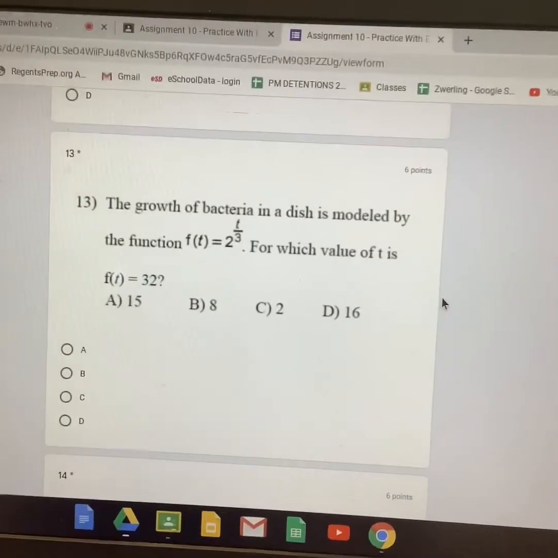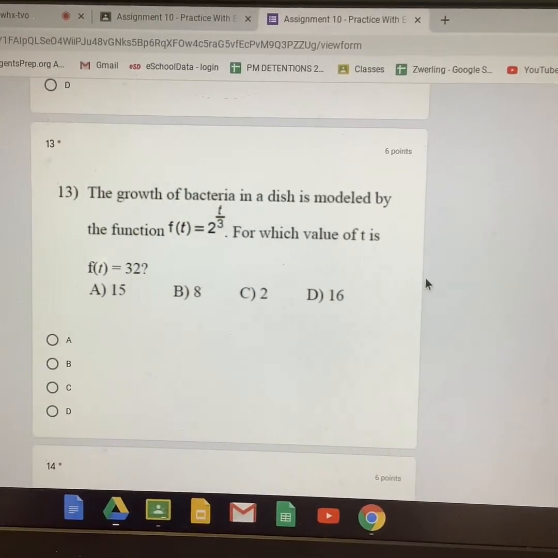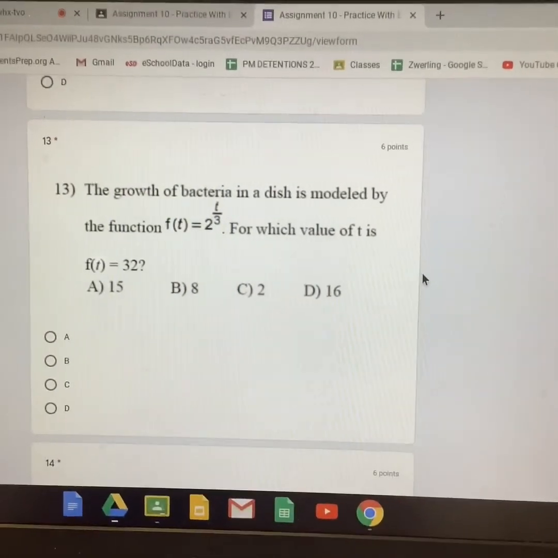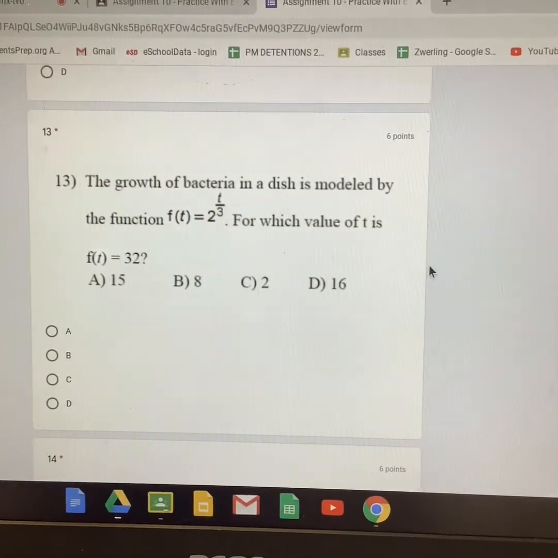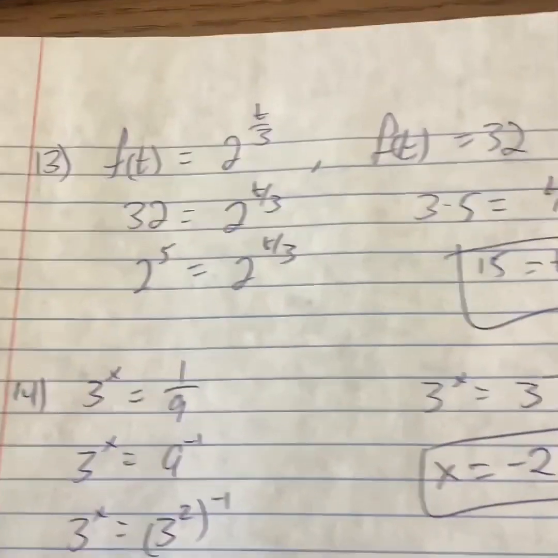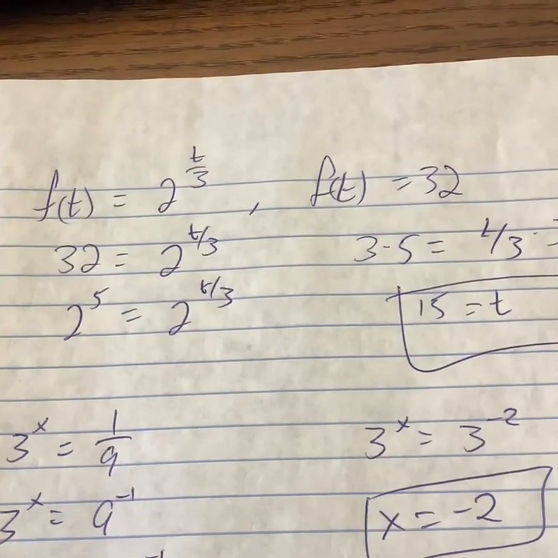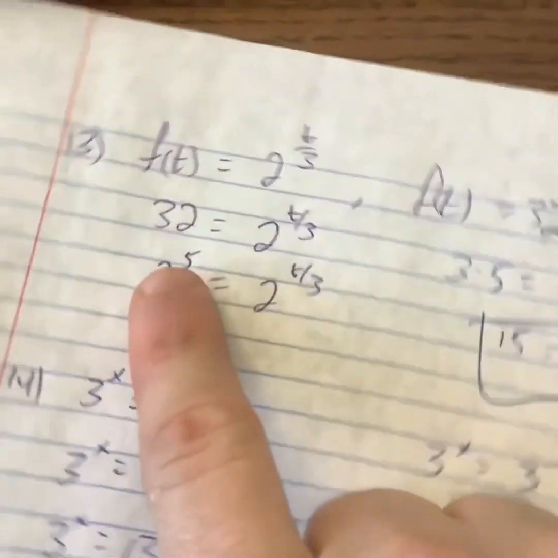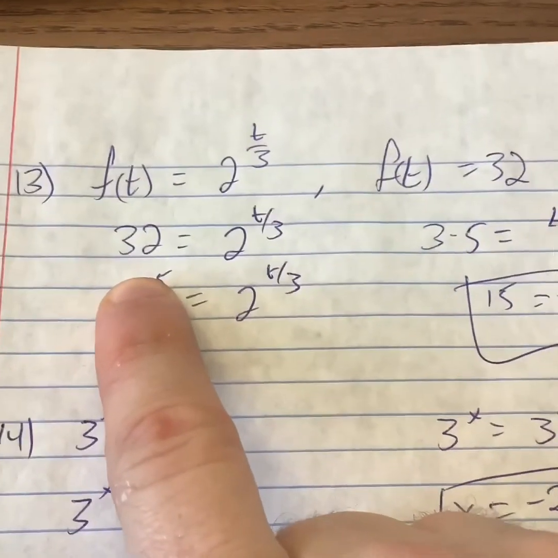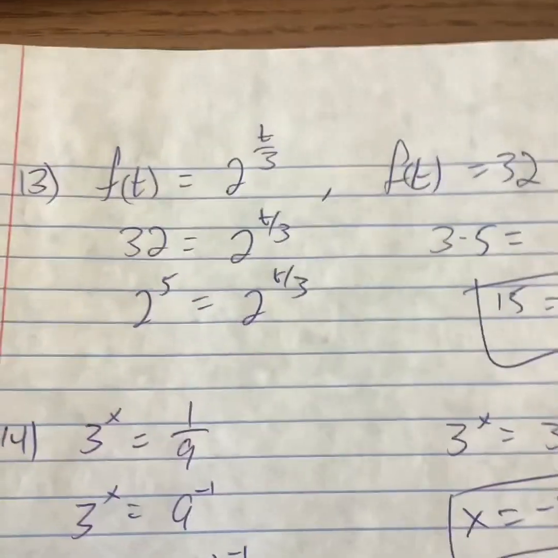Number 13, the growth of bacteria in a dish is modeled by the function f of t equals 2 to the t over 3. What is the value of t when f of t is 32? So if we have to solve for t when f of t is 32, we're just going to plug in 32 for f of t, and we get 32 equals 2 to the t over 3.